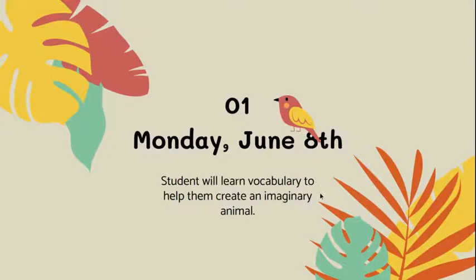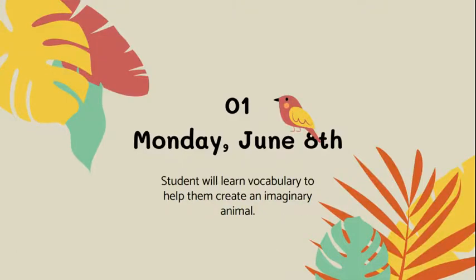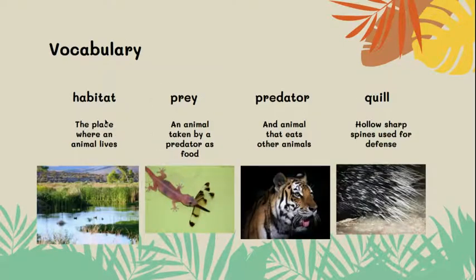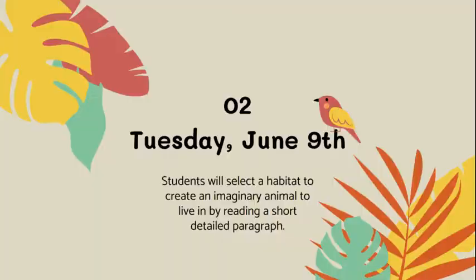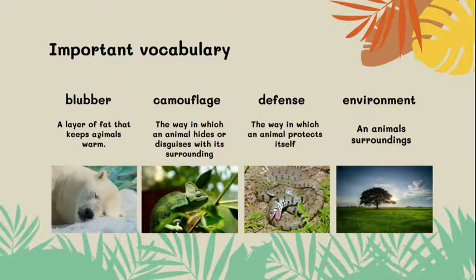Today, we're going to be learning vocabulary to help create our imaginary animal. Some important vocabulary words for today are blubber, camouflage, defense, environment, habitat, prey, predator, and quill. Okay, I'm going to go over what each one of them means.